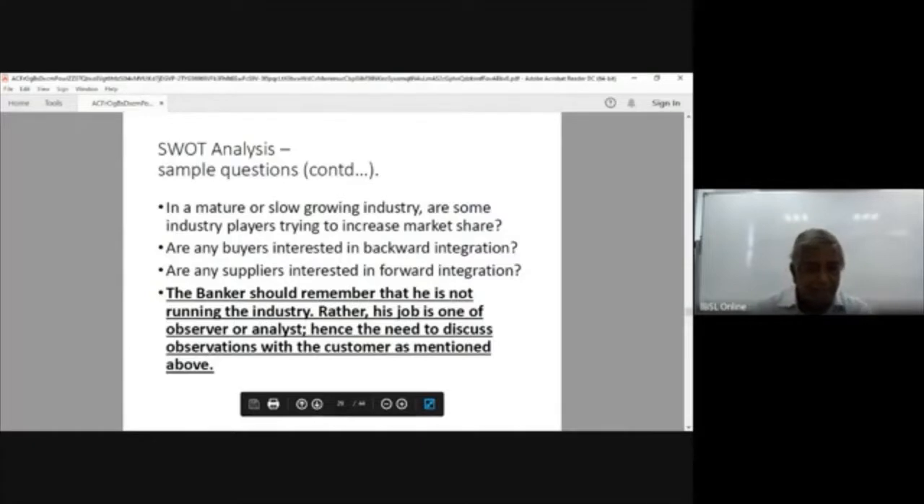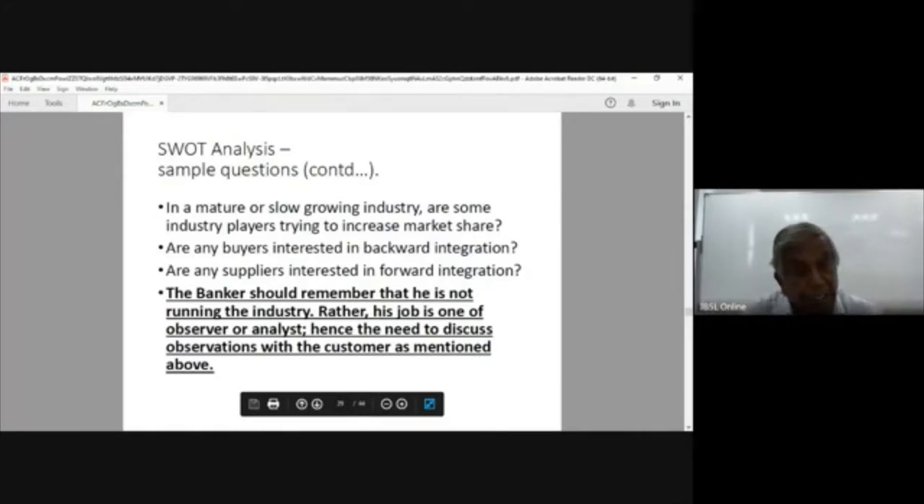Now, there is one thing. In a mature or slow growing industry, you know about the industry. It is mature, so competition is very high. Competition will be very high because the slow growing expansion is also limited. Some industry players, that is, some companies operating within the industry, are trying to increase market share. They adopt various methods and various ways to increase their market share.